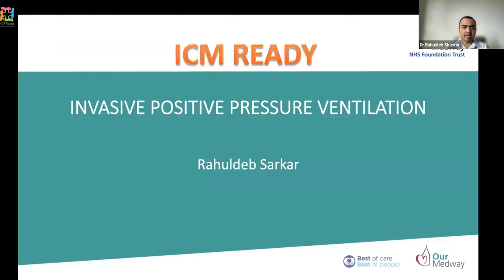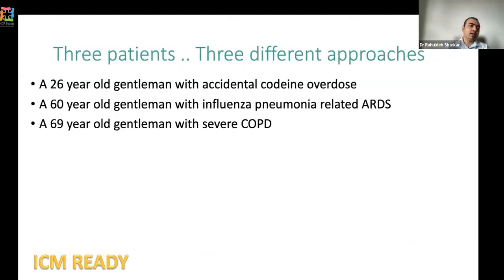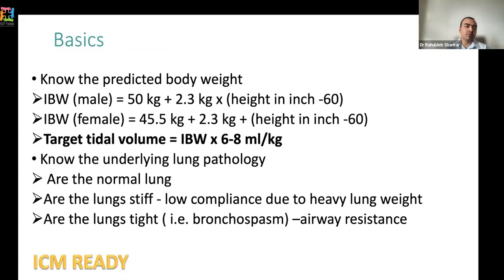So now with this in the background, I'll just go through 3 patients. Say a 26-year-old gentleman with accidental codeine overdose, a simple normal lung we'll expect, unless they have vomited and aspirated quite a bit, in which case the lungs are abnormal, but say it's not abnormal. So all we need to know in that case is the ideal body weight. We have to know this equation for the exam. And our target tidal volume is 6 to 8 ml per kilo, with male and female having different equations. Once we have known it, we have to understand: is this a normal lung, a stiff lung, or a tight lung?